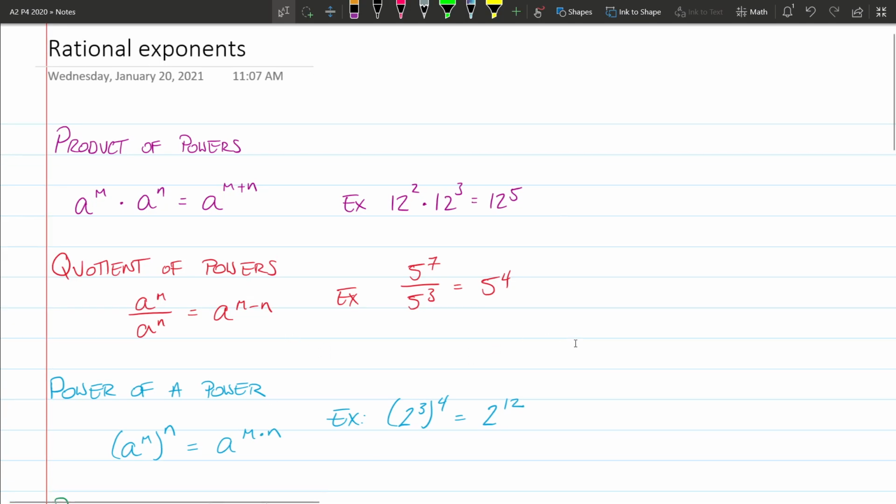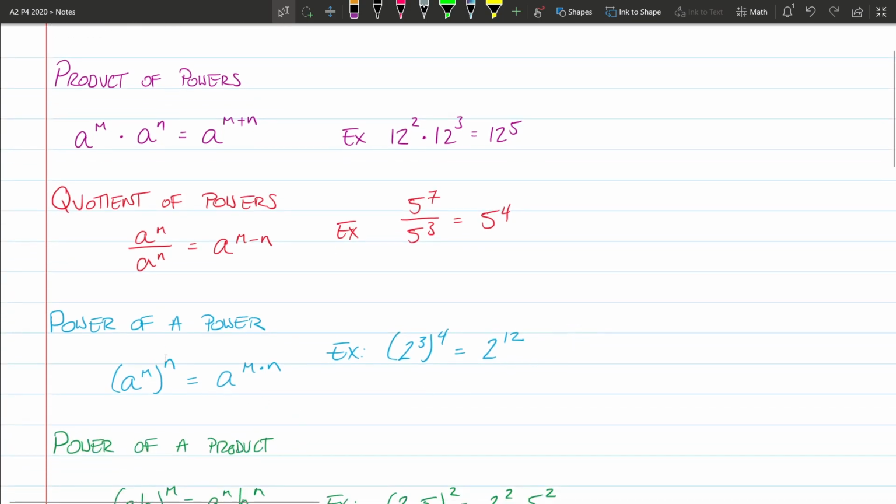The power of a power says that if I take one power to another, that's basically the same as multiplying the two powers together. So if I had 2 cubed to the 4th power, that's the same as multiplying the 3 and 4 powers together and getting 2 to the 12th.